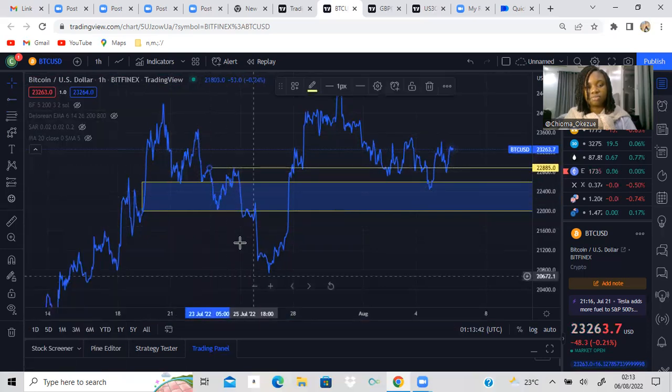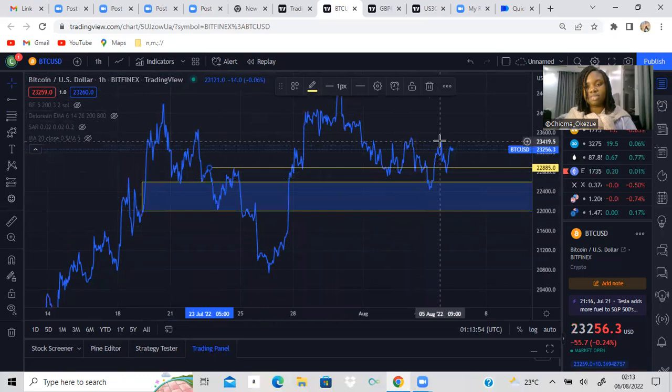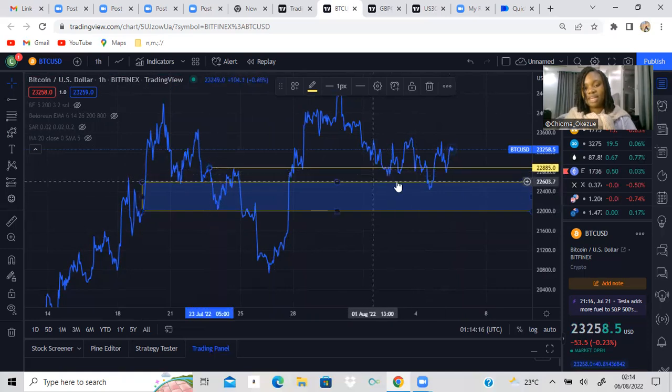There you go. It broke this structure, and look at that. Now it comes here to retest, and we've gotten our support to the upside. This is the break of structure right here. So it broke it, came here, retested, and moved up. So you can see that we have an entry here and we have an entry here.